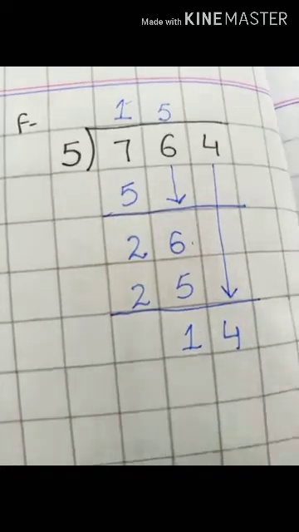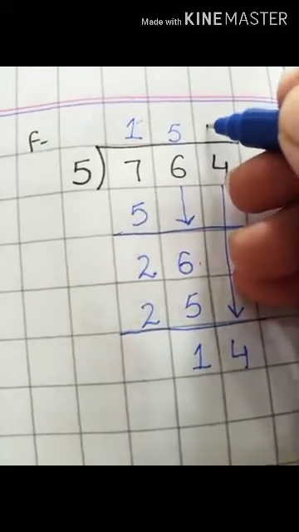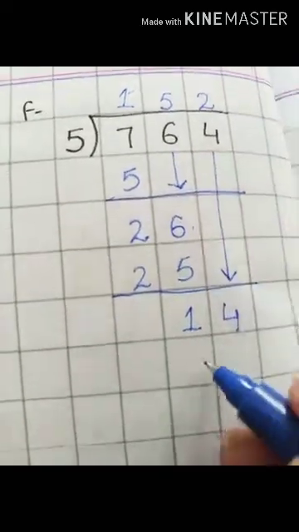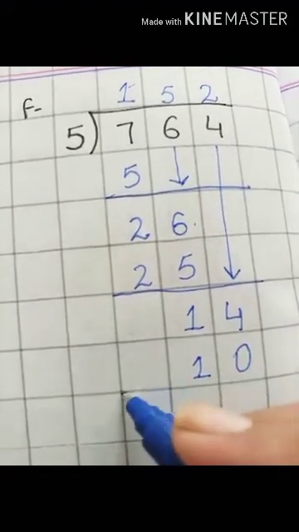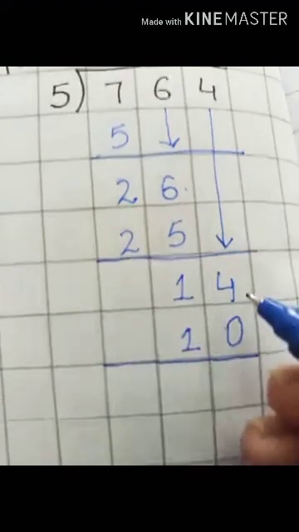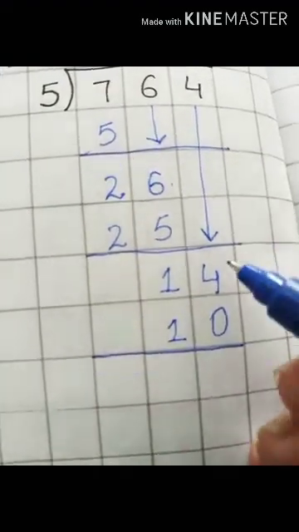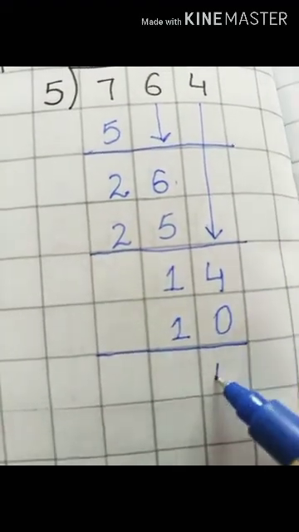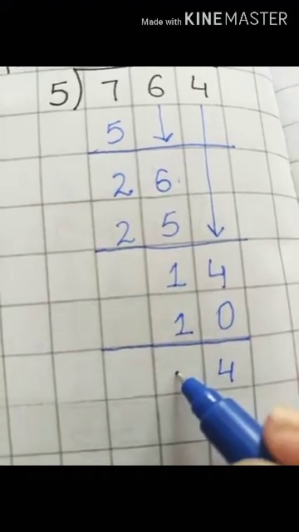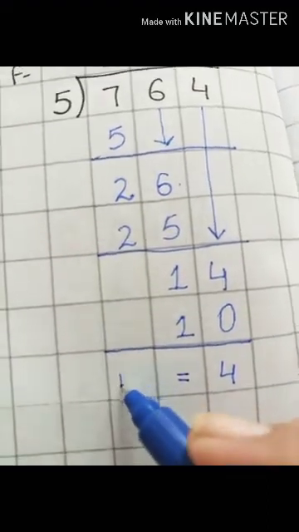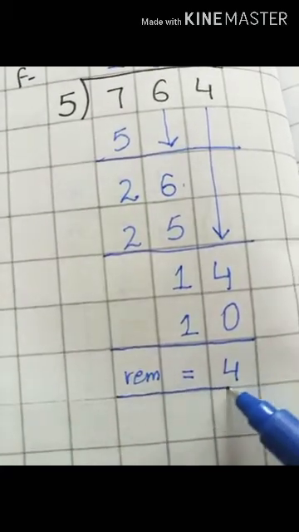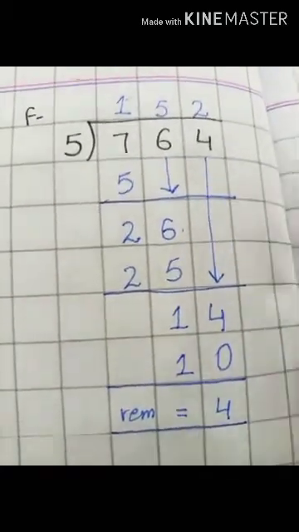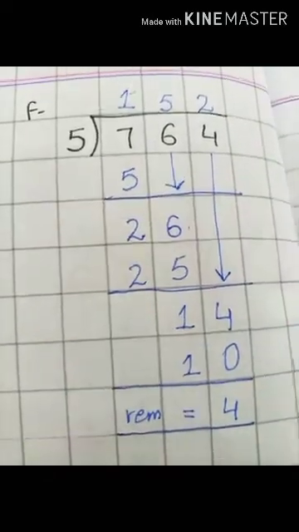Can't write the 15, but I can write the 10 here. So 5 2s are 10. Here I have written the number 10 beneath the number 14. Next step is subtraction. 4 minus 0 is 4. 1 minus 1 is 0. So this 4 is smaller than my divisor, and this will become my remainder. And our quotient is 152.